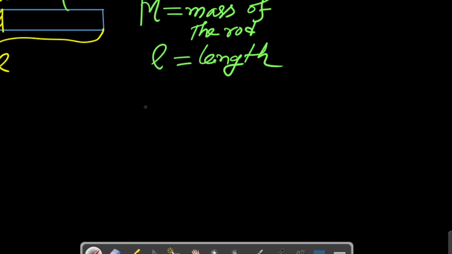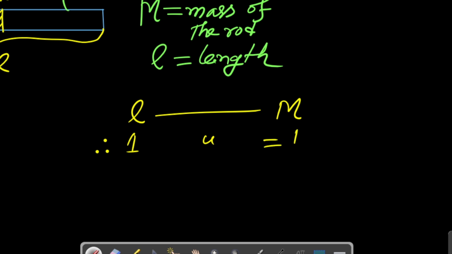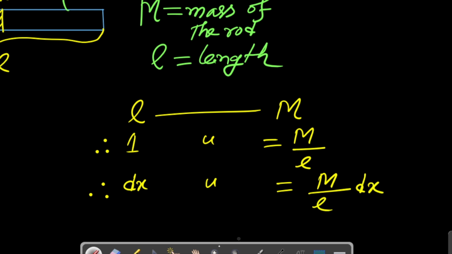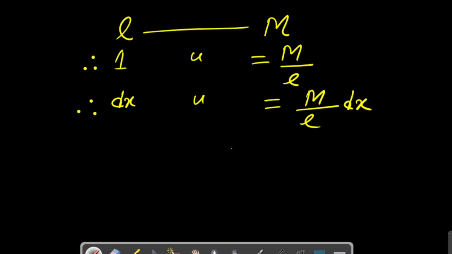Suppose for the length L, the total mass of the object is m. For 1 unit of length, the mass will be m divided by L. So for the very small length dx, the mass of this small length will be m divided by L into dx. We represent this small mass as dm. dm represents the very small mass, which behaves like a point mass. So dm is m divided by L dx.